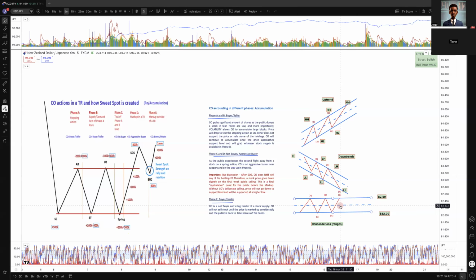So right here, we got the CO actions in a trading range where they create a sweet spot and also show their hand for the most part. Right? They show their aggression in buying and selling, and that's what activity shows us. That's what volume shows us. It shows us the activity at a specific time and a specific price that will allow us to say, hey, yeah, this is the direction the market is more likely than not to go, even in a consolidation.